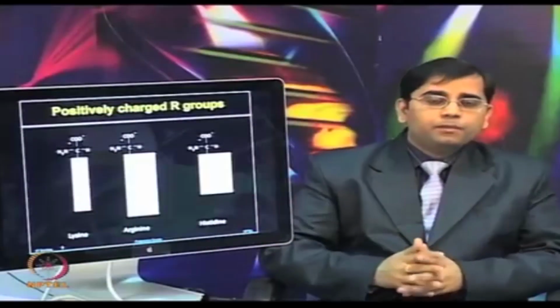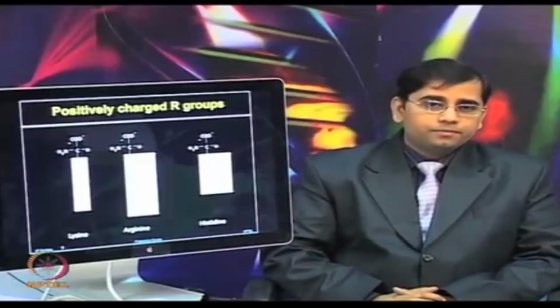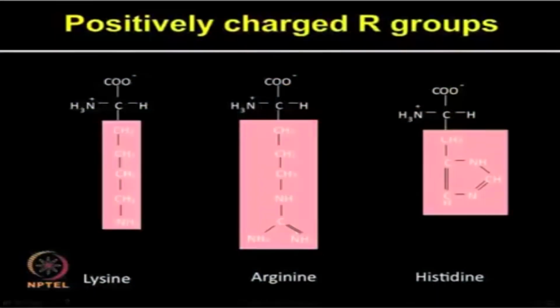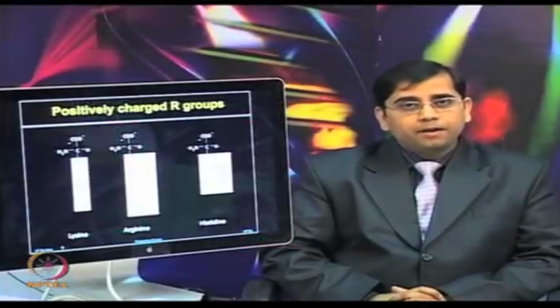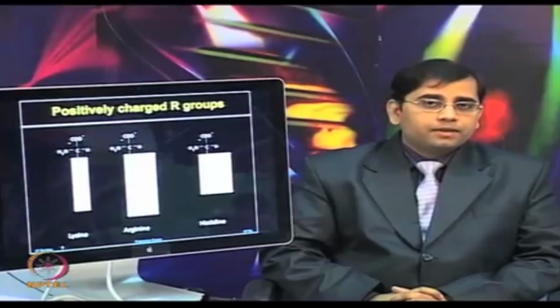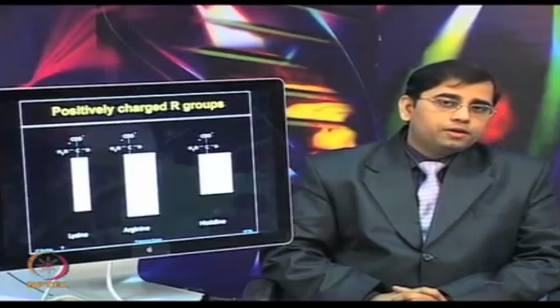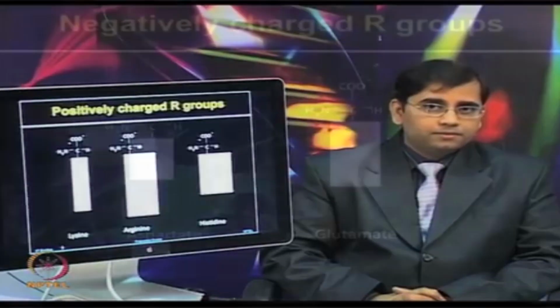Next category is positively charged R groups. Three amino acids are here: lysine, arginine and histidine. Lysine is a base, it contains a primary amino group, whereas arginine contains a guanidinium group. Histidine has a functional imidazole group, which is an aromatic ring that can be positively charged. Histidine plays a very critical role in many enzymatic activities.